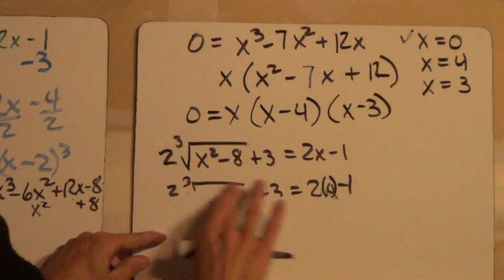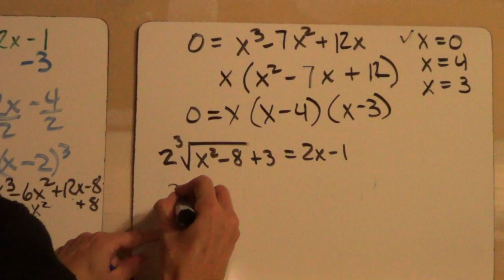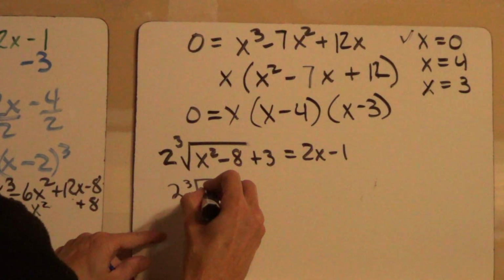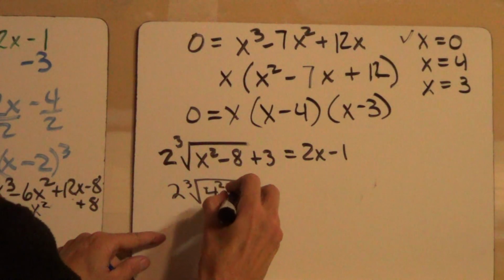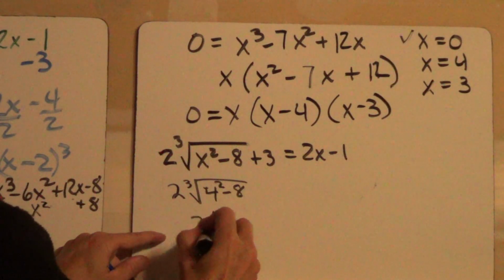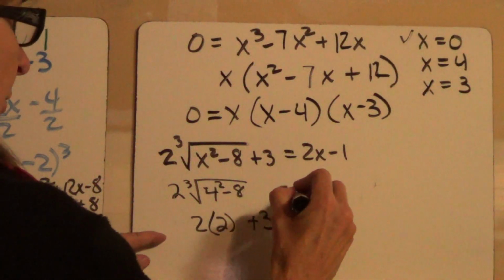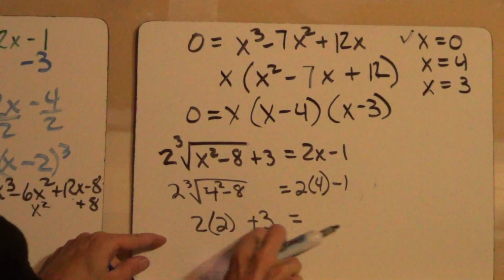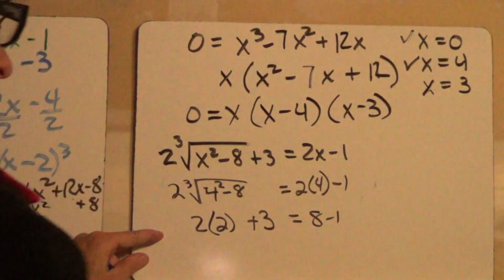On this board I'm out of space, I've got to erase it. Now I plug in 4. 2 cube root. I don't mean 2 cubed, cube root. 4 squared is 16 minus 8 is 8. So cube root of 8 is 2 times 2 plus 3. And on this side we have 2 times 4 is 8, minus 1 is 7. So 4 plus 3 is 7, 8 minus 1 is 7, so the 4 also checks.